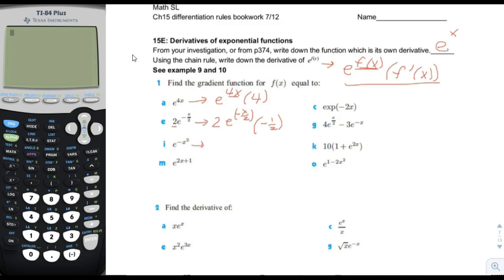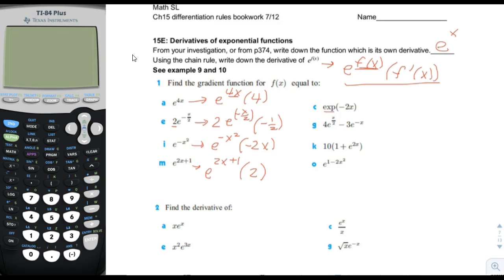What about this one? This would be itself, e to the negative x squared, but then you need to take the derivative of negative x squared, which would be negative 2x to the first. Right? What about this one? The derivative would just be the function itself, but then you do need to use the chain rule. So it would be just 2, right? Because the derivative of 2x plus 1 is 2.